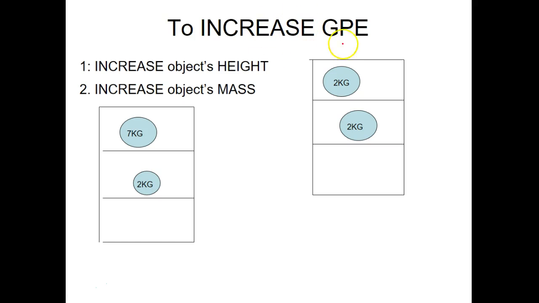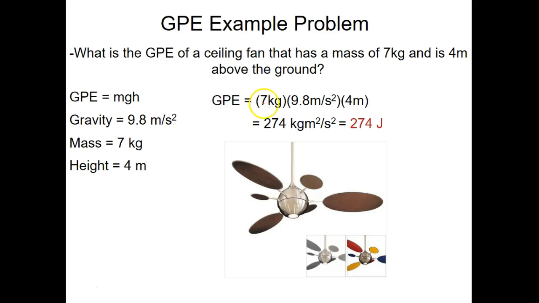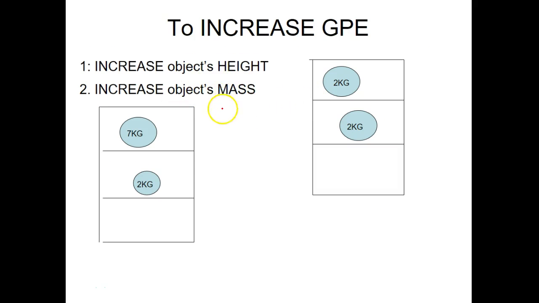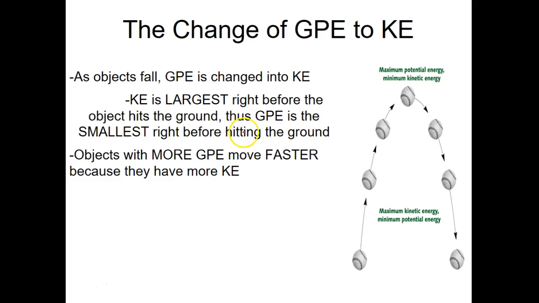So one way you can increase gravitational potential energy is if you increase the object's height. Okay, or you can increase the mass, and I'll go back to this problem. If you made this number bigger than 7, or you made this number bigger than 4, you can make this much bigger. Okay, so if you increase the height and you increase the mass, you're going to increase GPE.